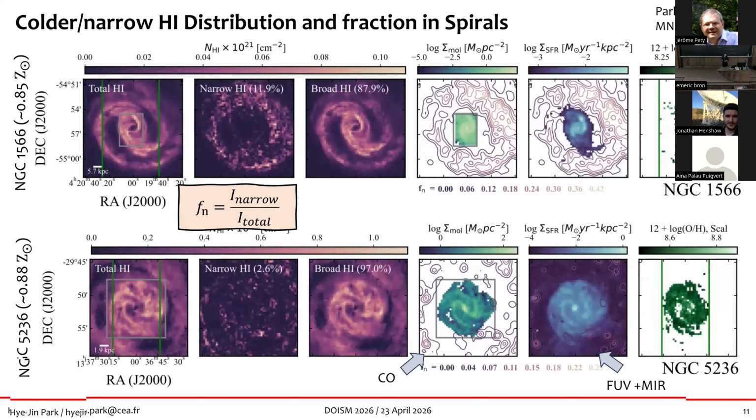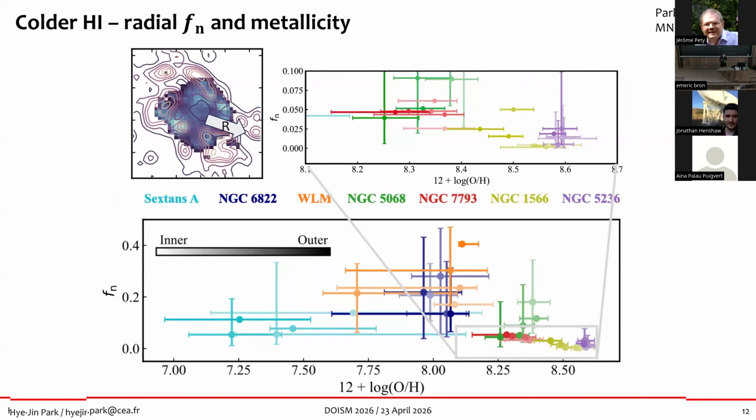And if you look at the spiral galaxies, narrow H1 components are mostly distributed in the outer outskirts of the galaxy. And unfortunately, because the molecular CO detection has been done in the very inner region of the galaxy, it's really hard to find the morphological comparison between the narrow component and the molecular hydrogen. So we did sort of a radial analysis. For example, this is Sextans A, one of the dwarf galaxies we have.